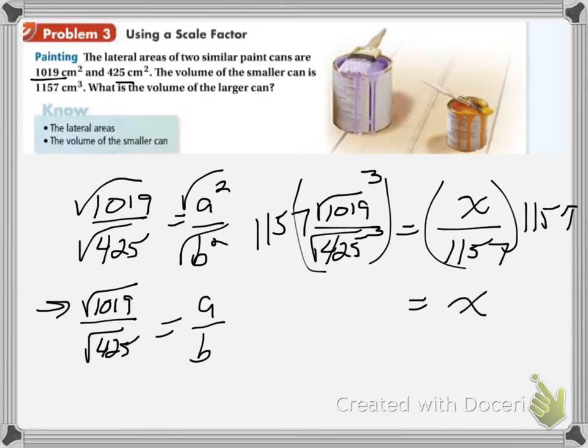And then you round. End of the problem, you round, and you should get around 4,295 centimeters cubed. Obviously, it's a big decimal, but we're going to round to the nearest whole number.